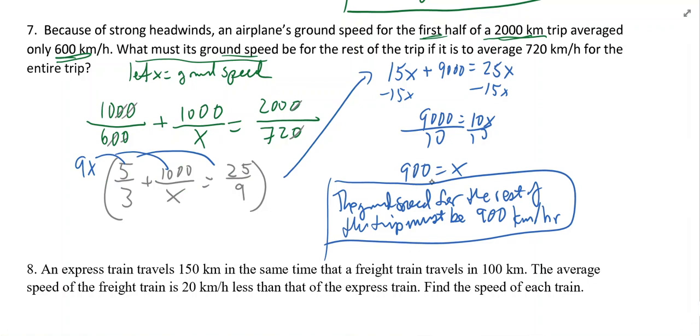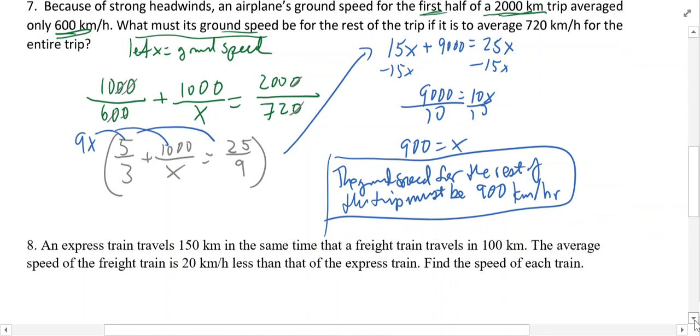So hopefully you got x equals 900, and sorry for my messy handwriting, but it says the ground speed for the rest of the trip must be 900 kilometers per hour. So again, here you wanted to reduce the fractions, then the common denominator became 9x. So when you distribute it to all the numerators and simplified, you got 15x plus 9,000 equals 25. Combine like terms, solve for x. Okay, so remember, don't forget to write it as a sentence.